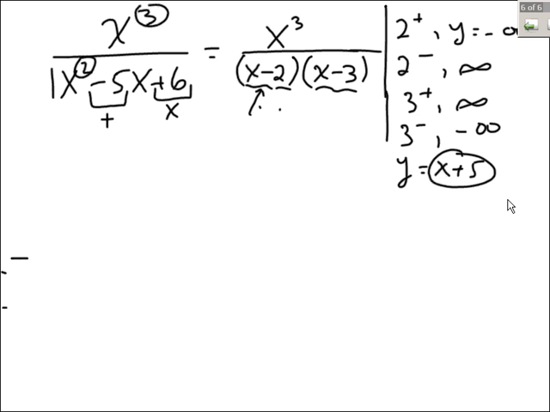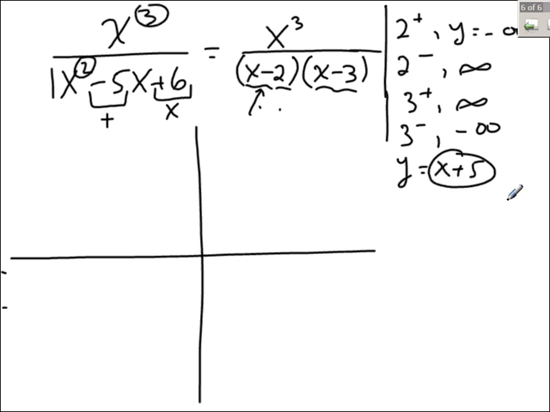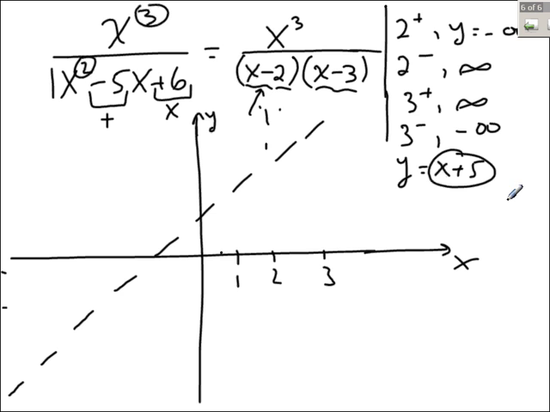Okay, let us draw this. Here is the line, y equals x plus 5. Let's start off with that. And we have vertical asymptotes at 2 and 3. 1, 2, 3. I'm even going to erase the top.